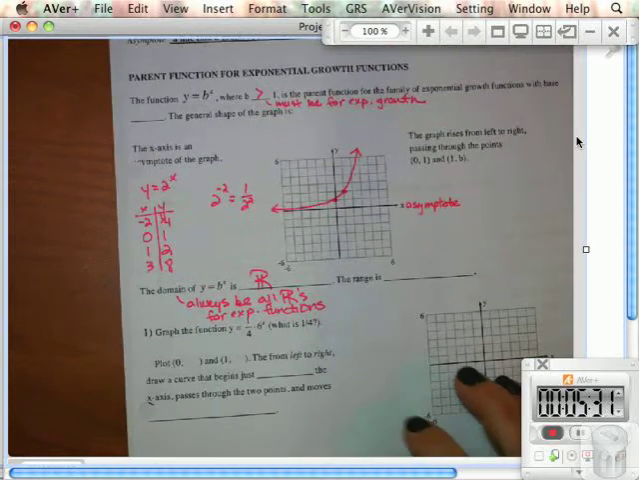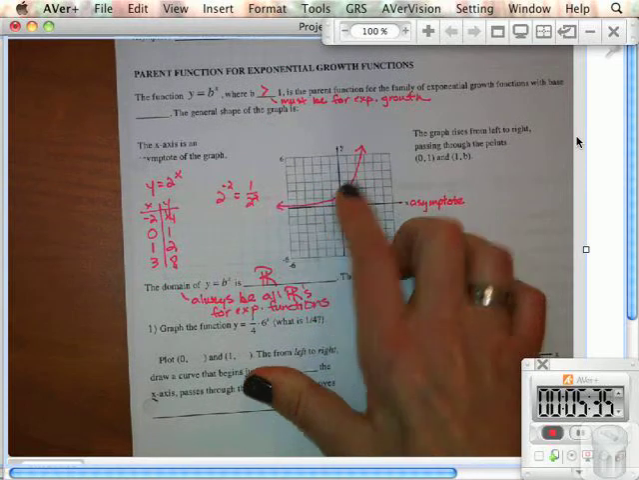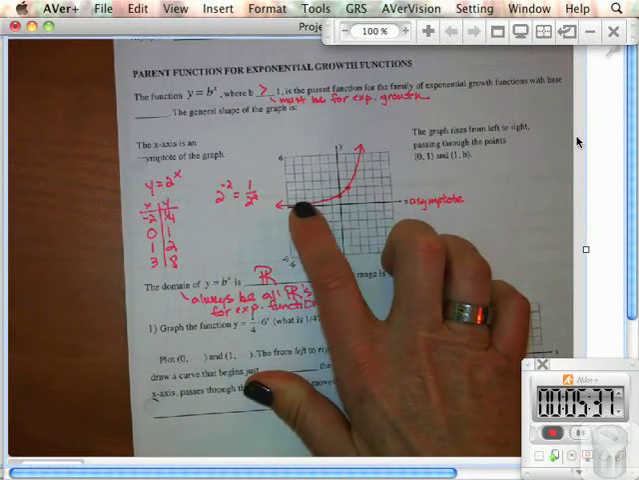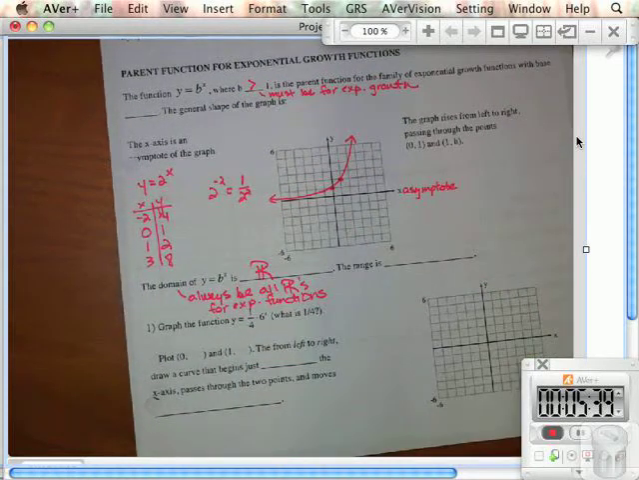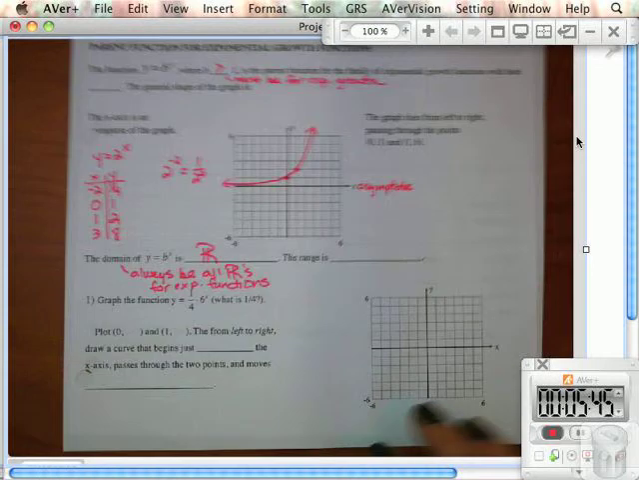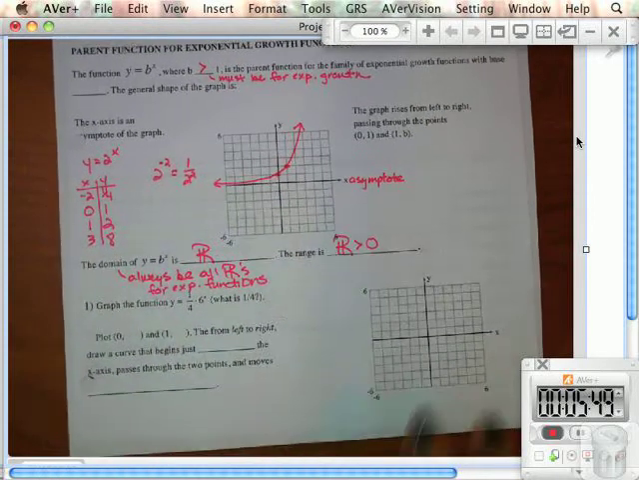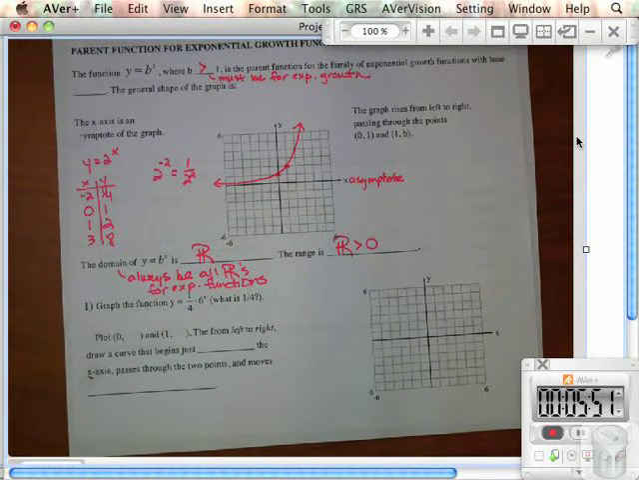However, looking at your function here, the y values are always going to be what on this particular function? Are they ever going to be below 0? Are they ever going to be 0? For this function right here? No. So for here, the range is all reals, but greater than 0. Not greater than or equal to, because they're never going to be 0. Okay, that's the parent function.